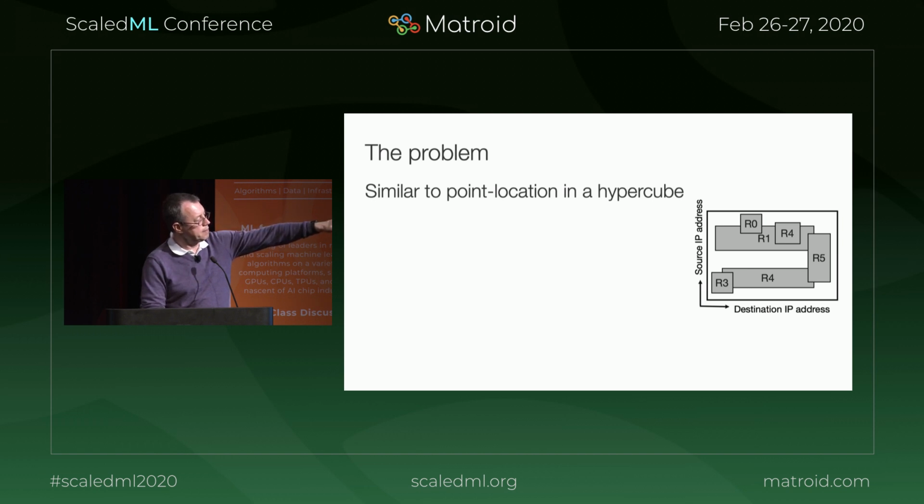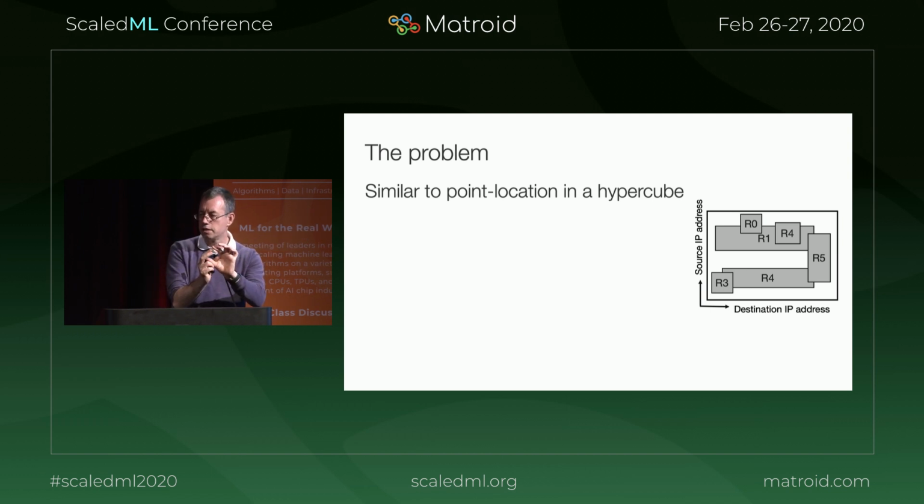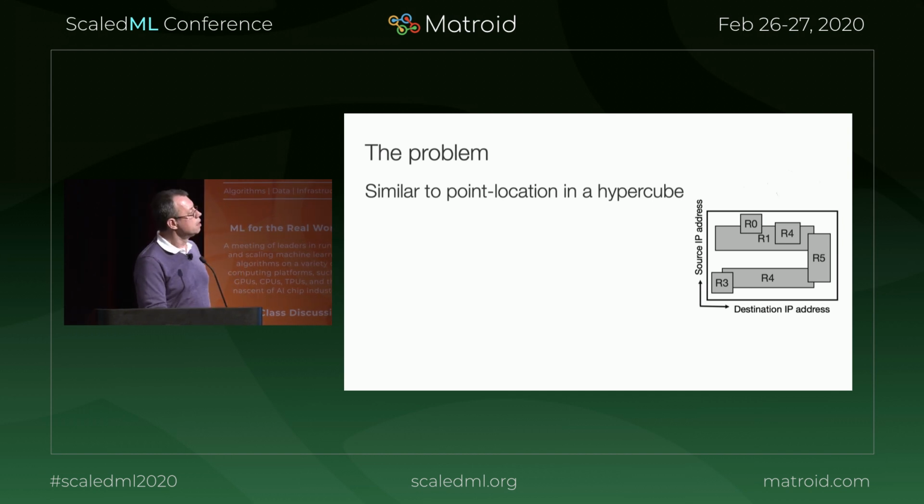So basically there I'm giving only the destination and source IP addresses. And if you look at what a rule represents there, it's a rectangle, right? Because it's a range in the source address and a range in the destination address. And a packet is represented as a point, right? Because it has a particular source address and a particular destination address.